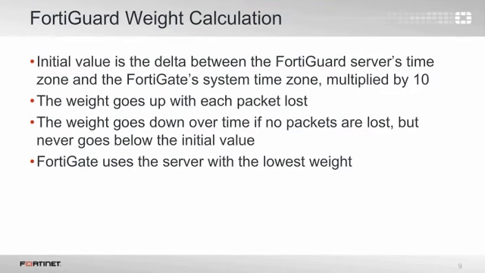This is how FortiGate selects the server to send the rating request to. FortiGate initially uses the delta between the server's time zone and the FortiGate's system time zone multiplied by 10. This is the server initial weight. The weight goes up with each packet lost. The weight goes down over time if there are no packets lost. However, it never goes below the initial value. FortiGate uses the server with the lowest weight as the one for the rating queries.